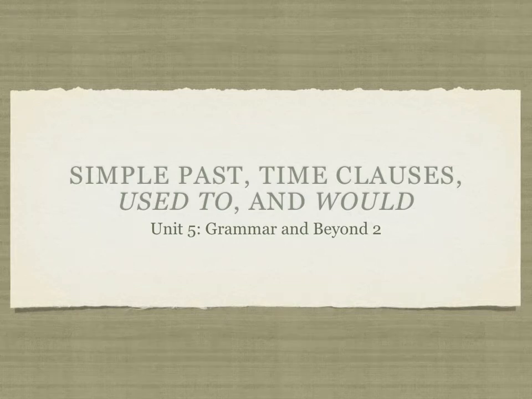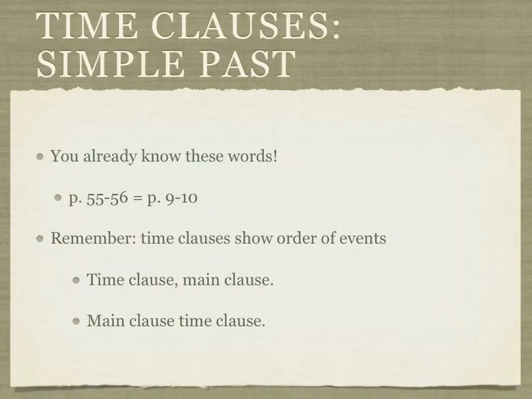Simple past, time clauses, used to, and would. This is Unit 5 of Grammar and Beyond 2. So the chapter begins with a discussion of time clauses using the simple past. And the good thing is you already know these words. They're after, before, when, as soon as, and until.